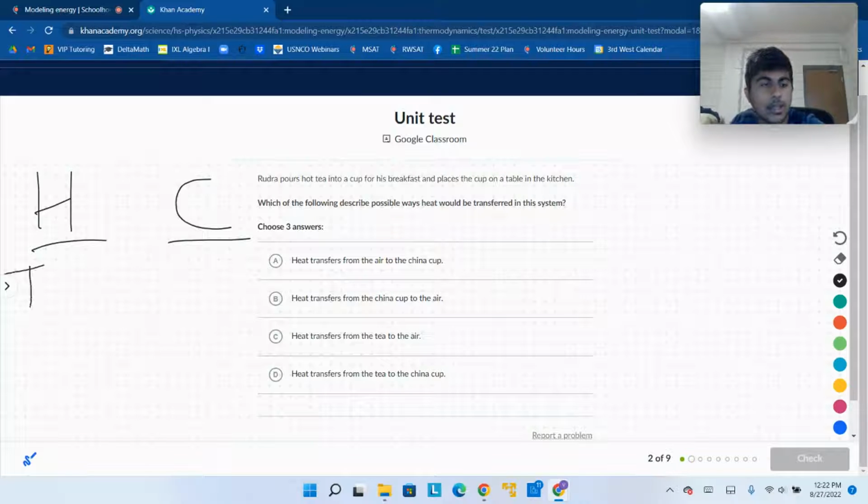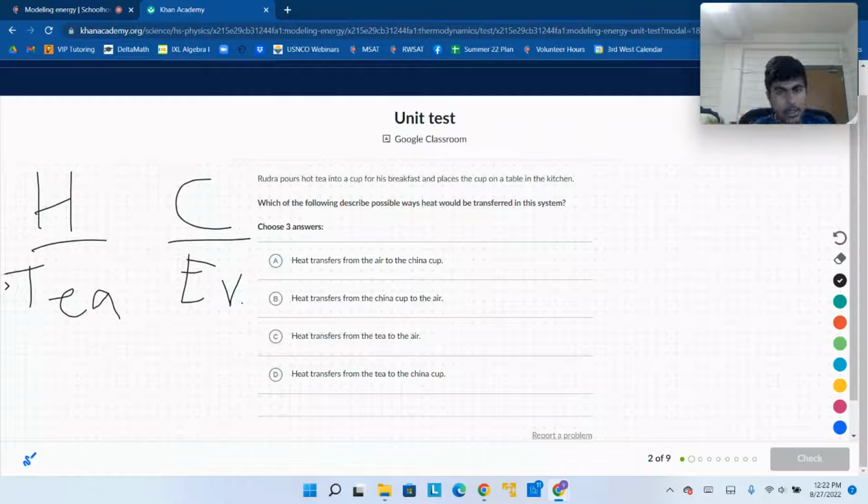So hot is tea. Everything else is cold. That's essentially it. All right, so we're going to transfer stuff from the tea to other stuff. So heat transfers from the tea to the china cup. China cup is colder than the tea, so the heat transfers from the tea to the china cup. That's always how it works. Stuff with more heat transfers to stuff with less heat to go into equilibrium. Heat transfers from the tea to the air.